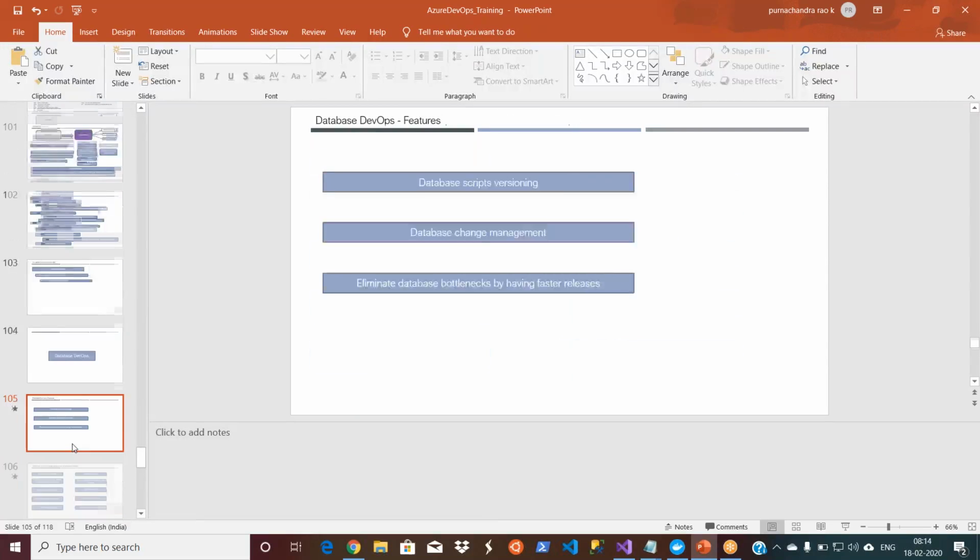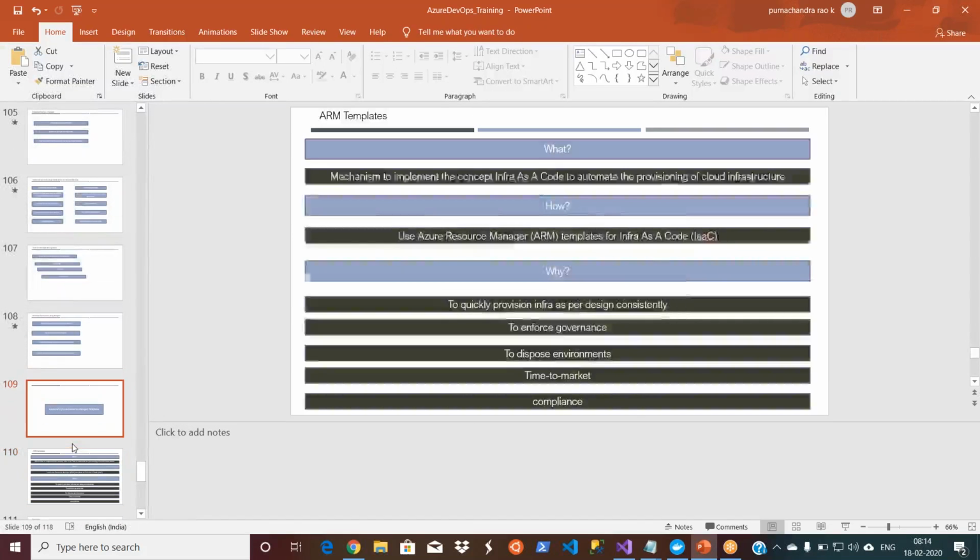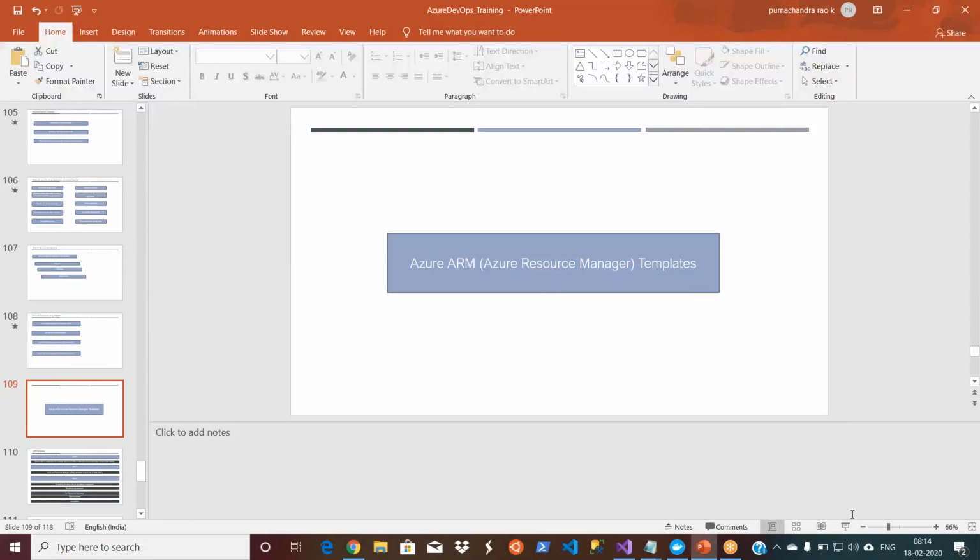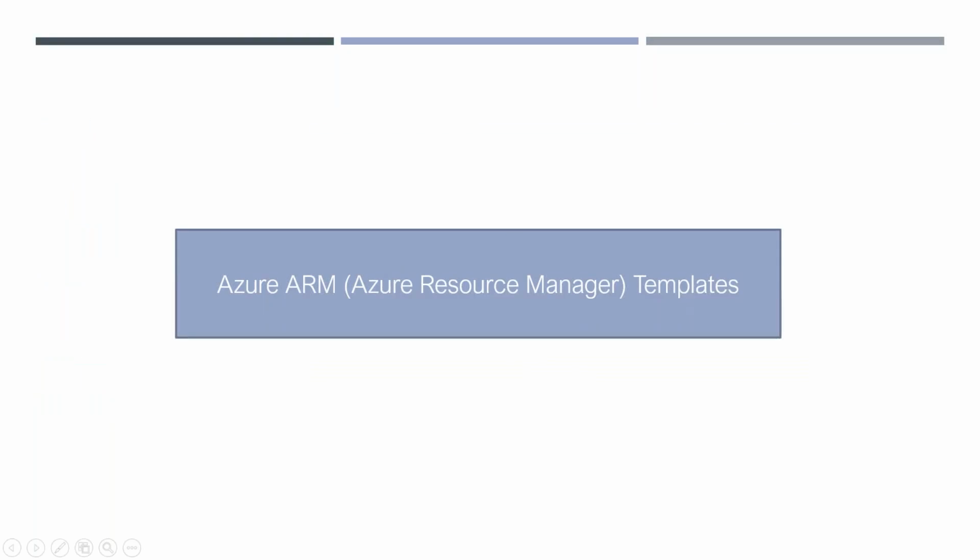So the next one we are talking about is ARM templates. As I told you, ARM templates is the infrastructure as code feature, meaning you are doing automated builds and deployments. I would say application DevOps for your applications. And ARM templates is for the automation of your Azure cloud resources management.